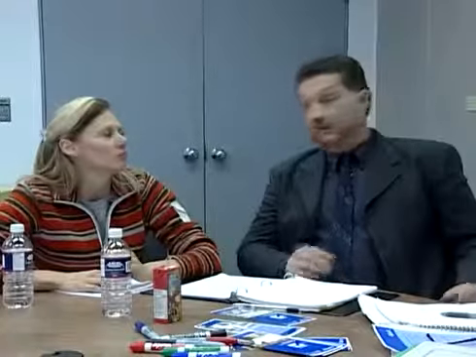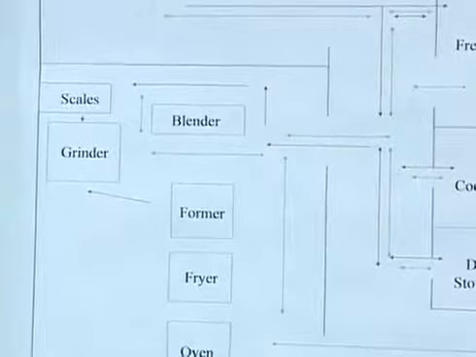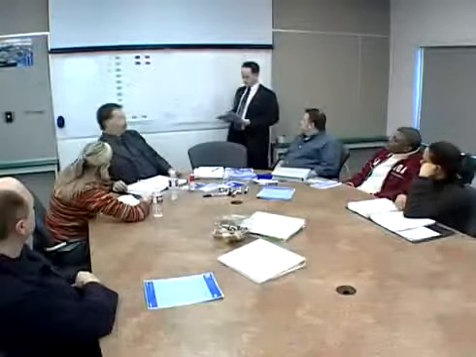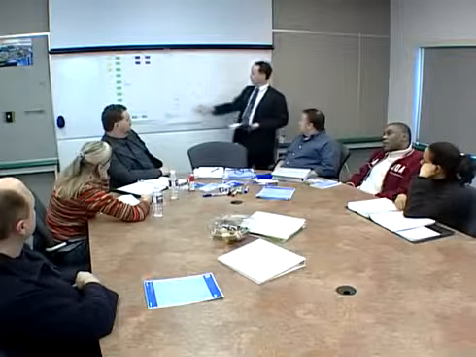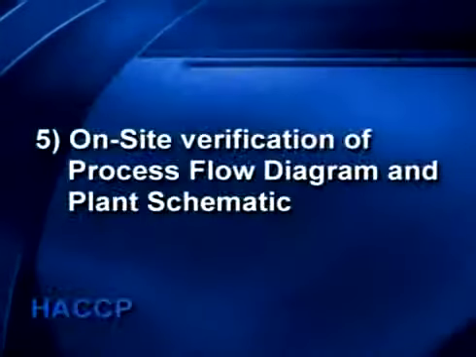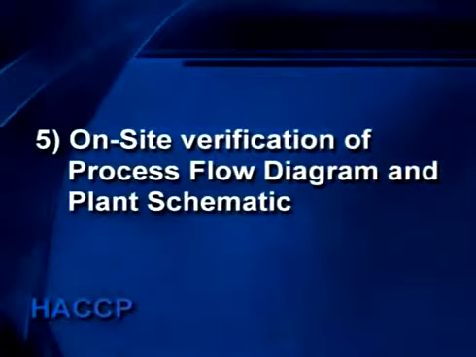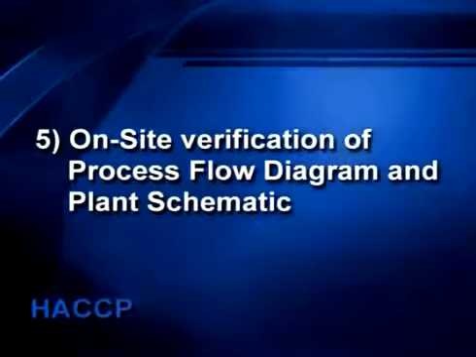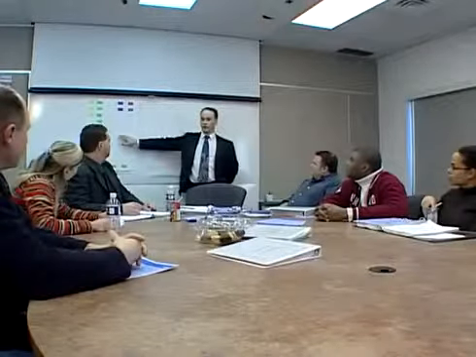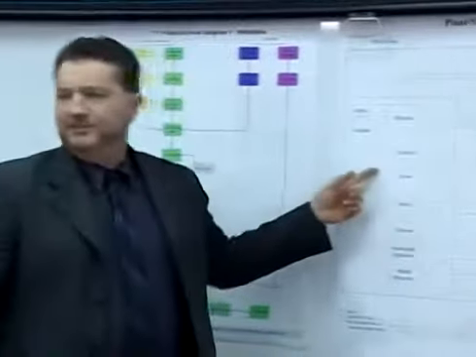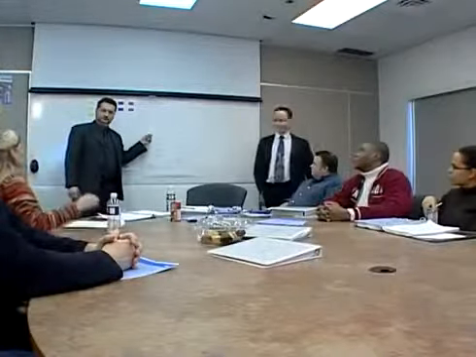Next, create a plant schematic. This helps identify rooms and their function, also product flow and employee traffic. This is very useful in identifying and assessing potential hazards such as cross-contamination. That's how we figure out where the problems could be. Step 5 of setting up a HACCP system is to check the process flow diagram and plant schematic for accuracy and to make sure that no processing steps have been left out. This verifies any assumptions about product movement and employee activities.